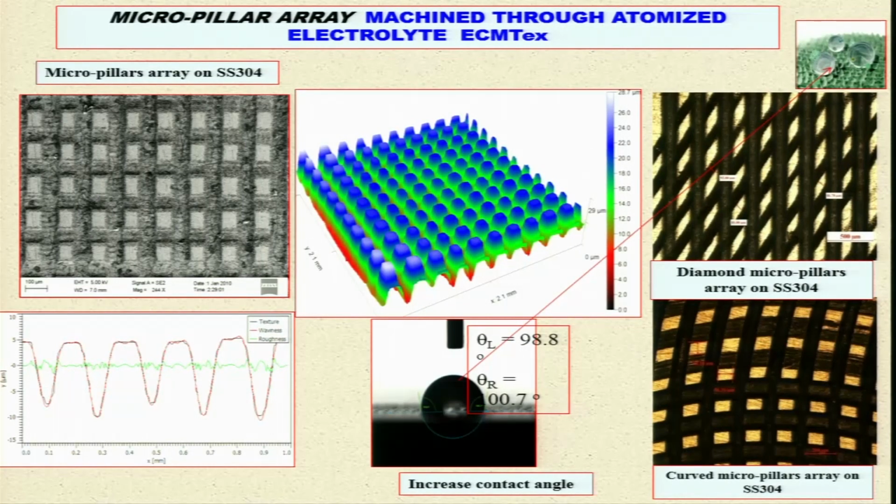Now, you can see the effect. This is the surface where this drop of water is being repelled, and this is the hydrophobic surface, and the angle you are getting is approximately 98.8 degrees.